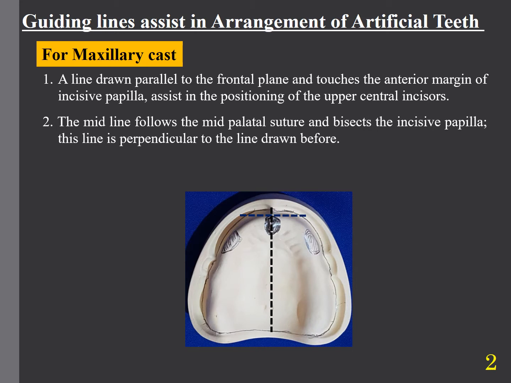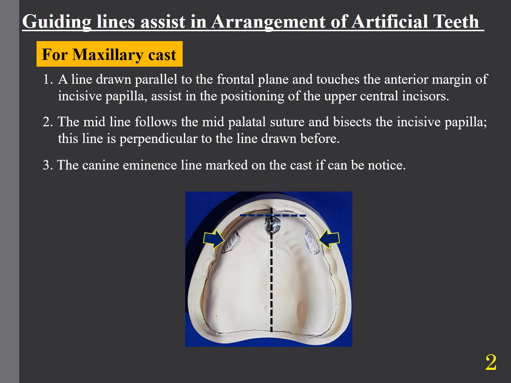Number 2, the midline follows the mid-palatal suture and bisects the incisive papilla. This line is perpendicular to the line drawn before. Number 3, the canine eminence line marked on the cast, if it can be noticed, which assists in the arrangement or positioning of the canines.